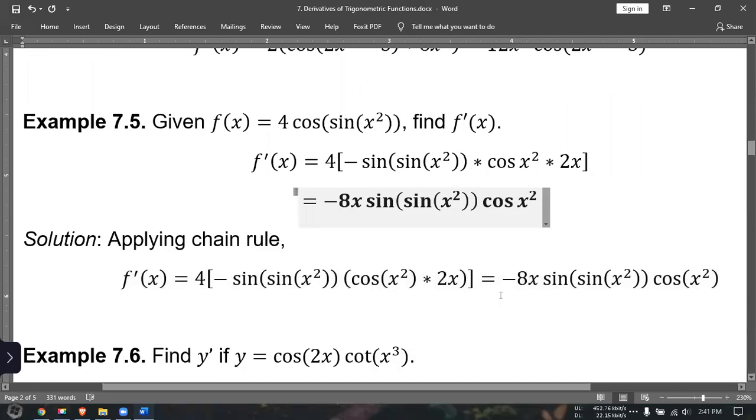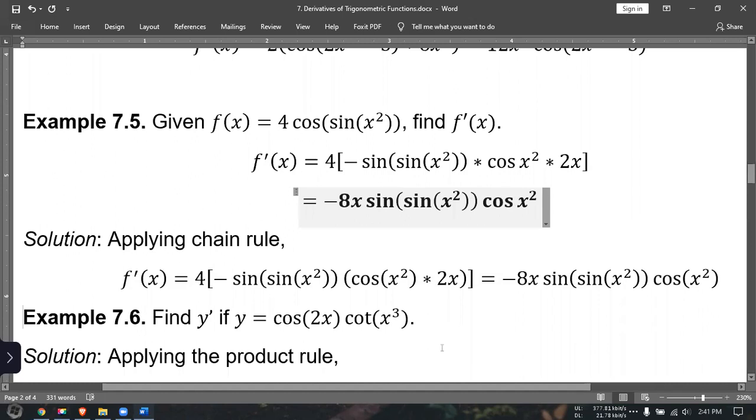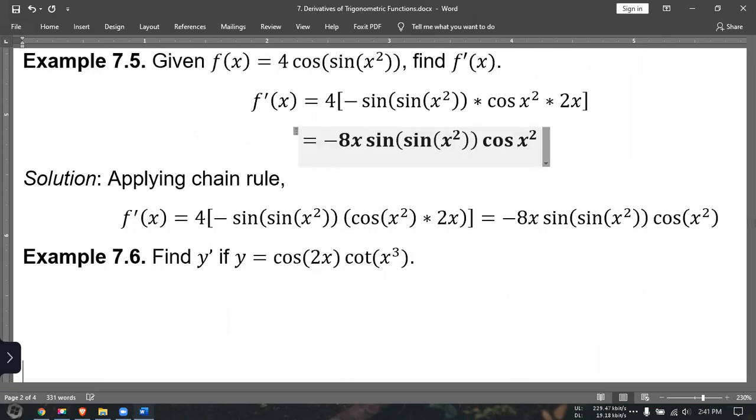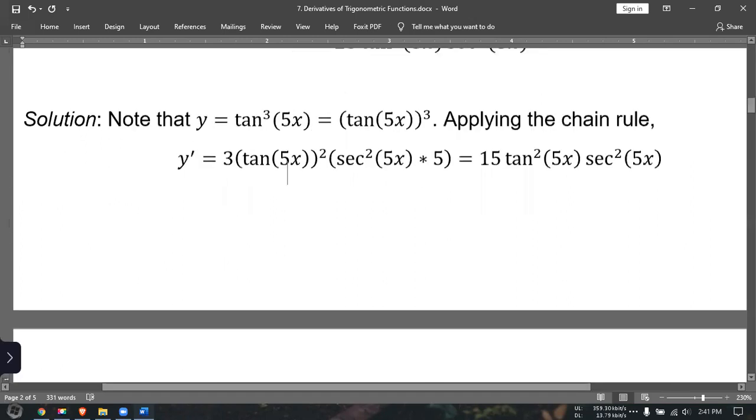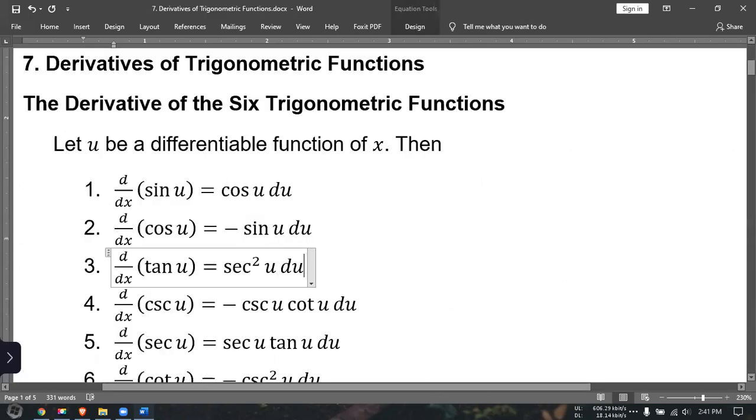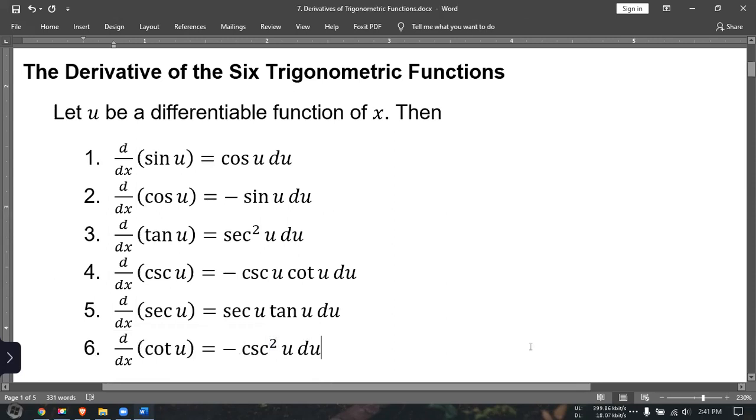Moving on. Before that, let me ask you to take a screenshot of these definitions. If ever I have a question with regards to these differentiations, then you have your copy. You have your copy, ha? Then you have the copy of the derivatives of the 6 trigonometric functions.